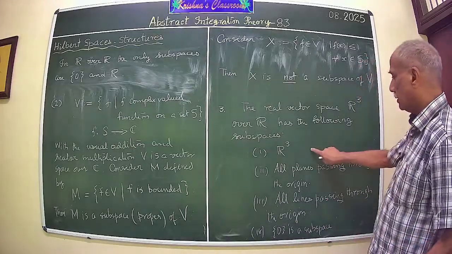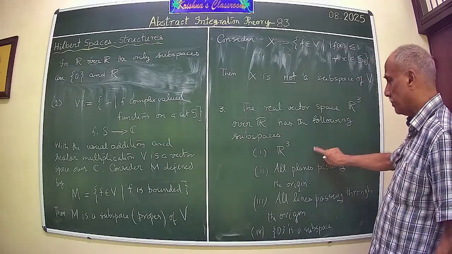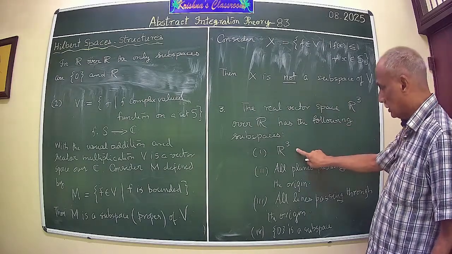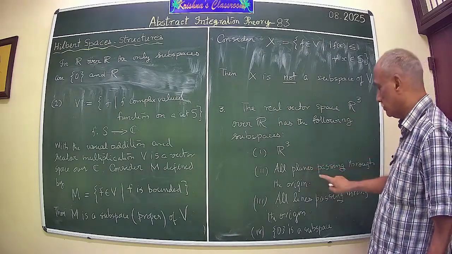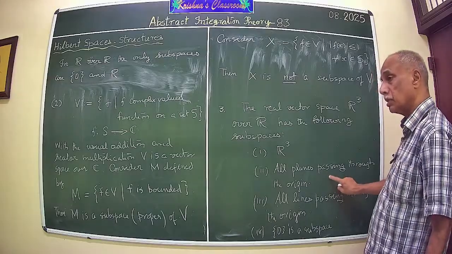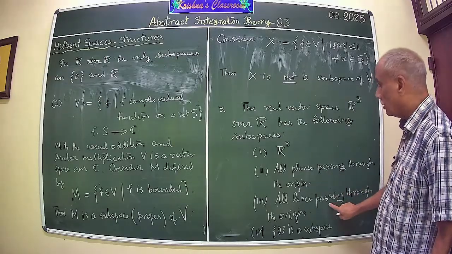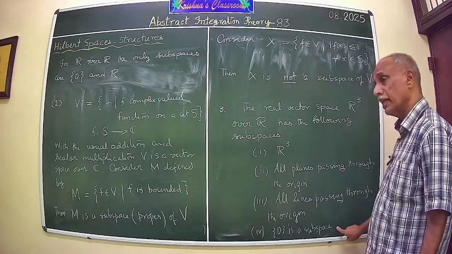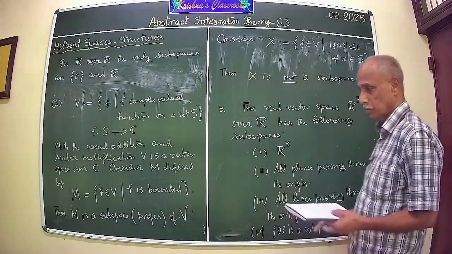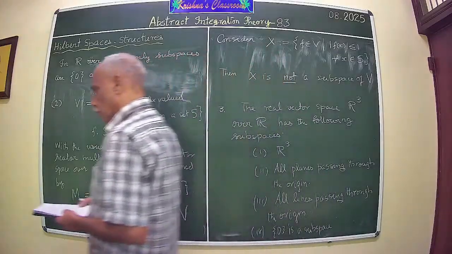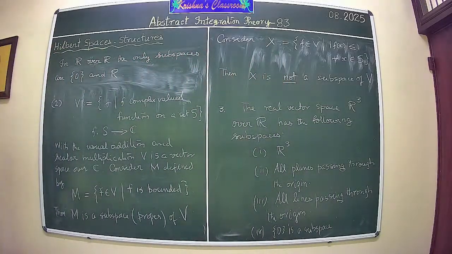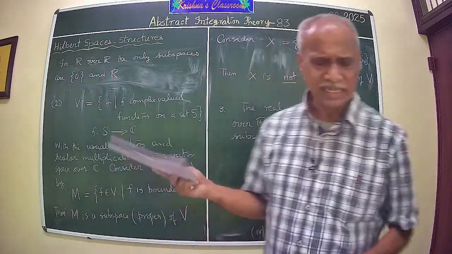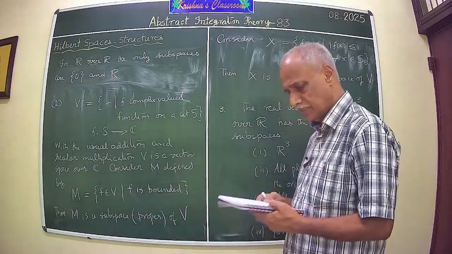Now, this is a three-dimensional subspace because R3 is three-dimensional. These are all two-dimensional subspaces. These are the only one-dimensional subspaces. And this is a zero-dimensional subspace. So, these are the four types of subspaces that you can have. Okay. You can generalize this. This is just to get a feel.